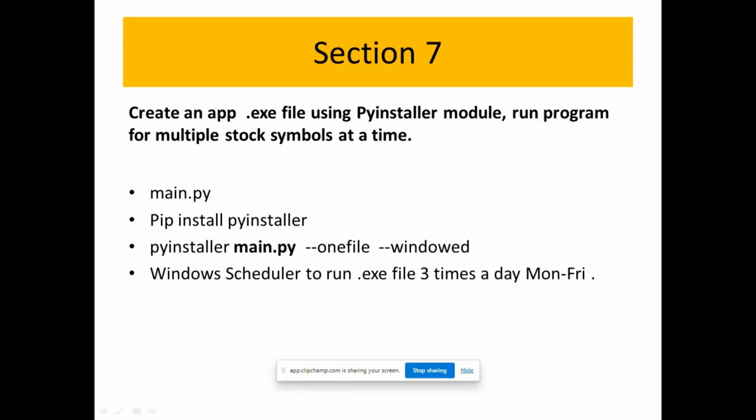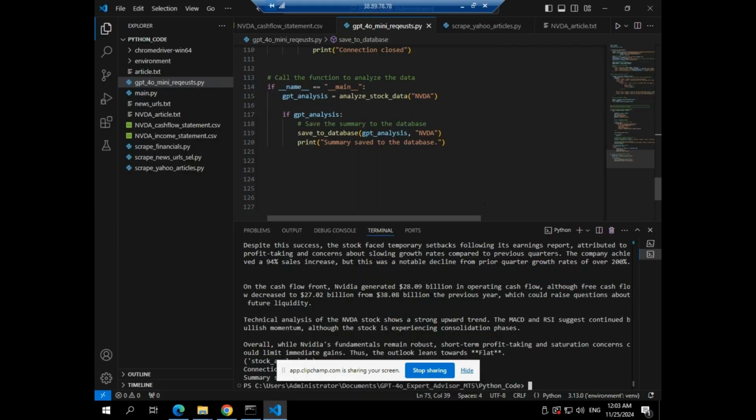Section 7, package Python code into an app, an executable file to run on any Microsoft Windows-based operating system, such as a VPS server, using PyInstaller. So all we have done is run this program for one stock symbol and one function at a time. We want to run multiple stock symbols through all of these functions in one sequence.